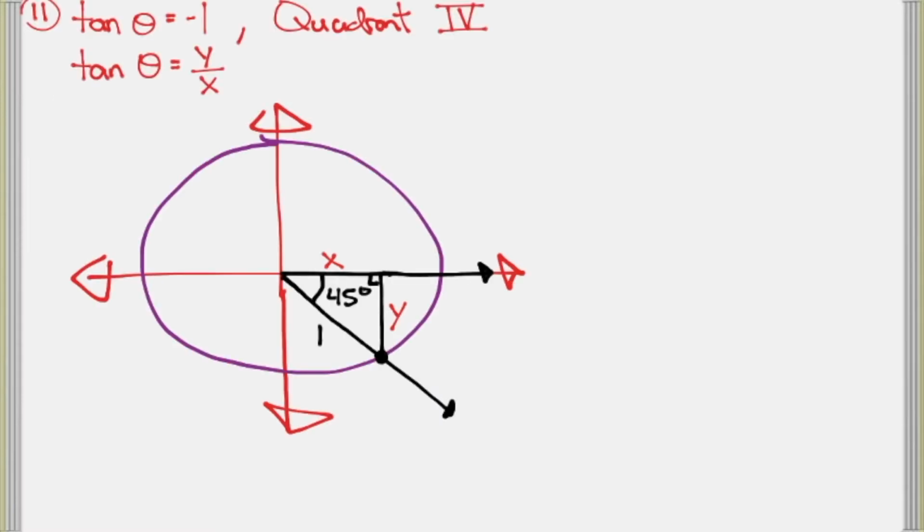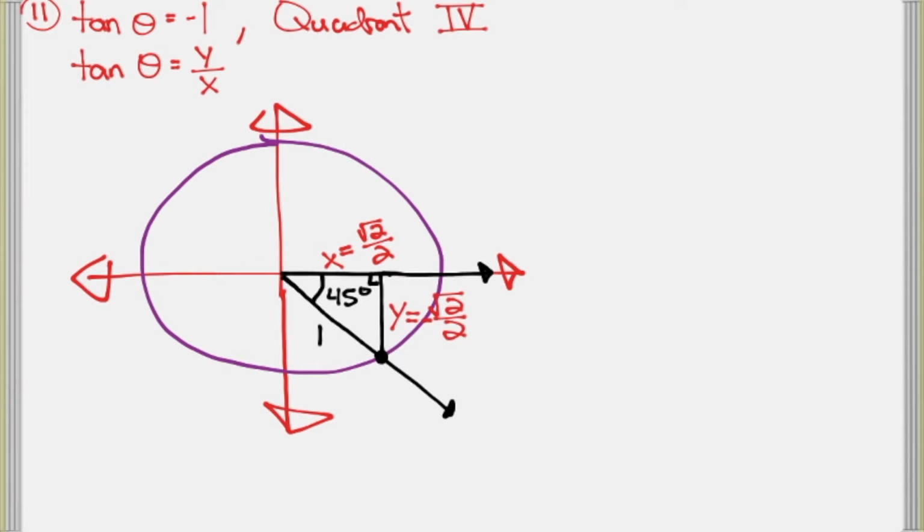So if we know that both sine and cosine are radical 2 over 2, I'm just going to fill those in. That x right here is going to be radical 2 over 2. That value is going to be positive because it's to the right of our origin. But then we look at our y value. This y value is going to be radical 2 over 2, but it's going to be negative because that y value is negative in quadrant 4.